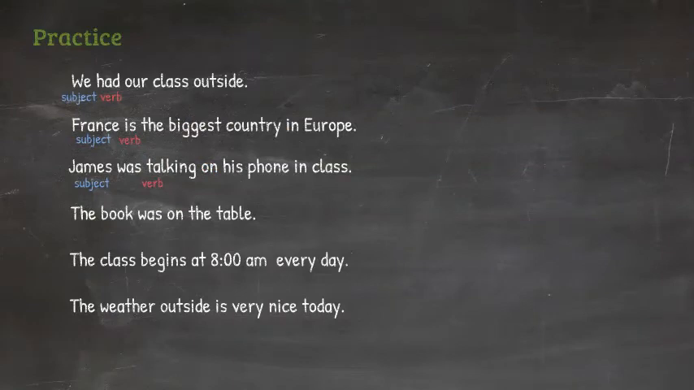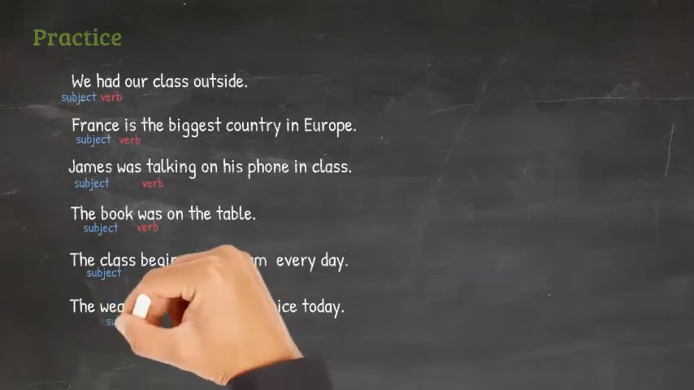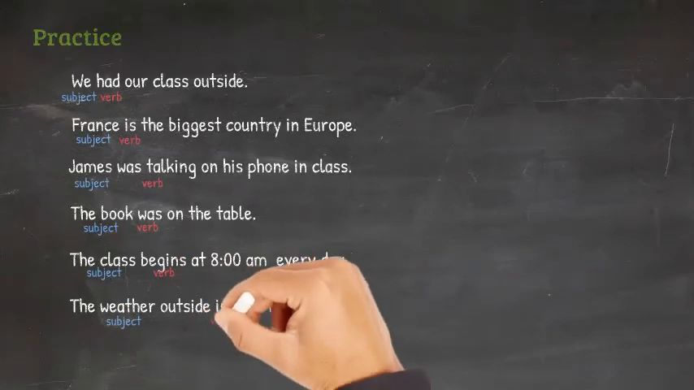Number 4, the book was on the table. The book is the subject, was is the verb. Number 5, the class begins at 8 a.m. every day. The class is the subject, begins is the verb. And number 6, the weather outside is very nice today. The weather outside is the subject, is is the verb.